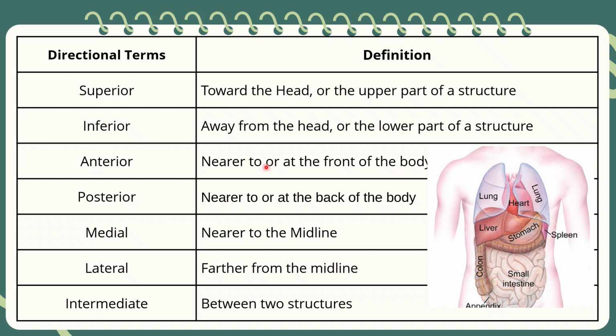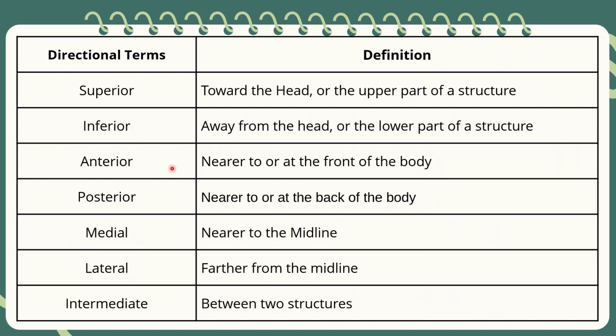So we can say that the heart is superior to the liver. Next, the inferior term means away from the head or lower part of the structure. For example, we can say the stomach is inferior to the heart. So here is the heart and here is the stomach. The stomach is at a lower part than the heart.